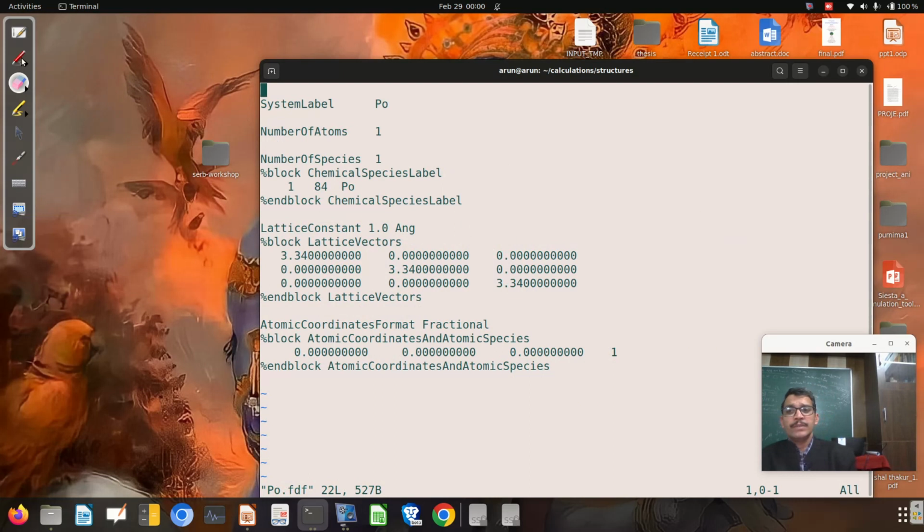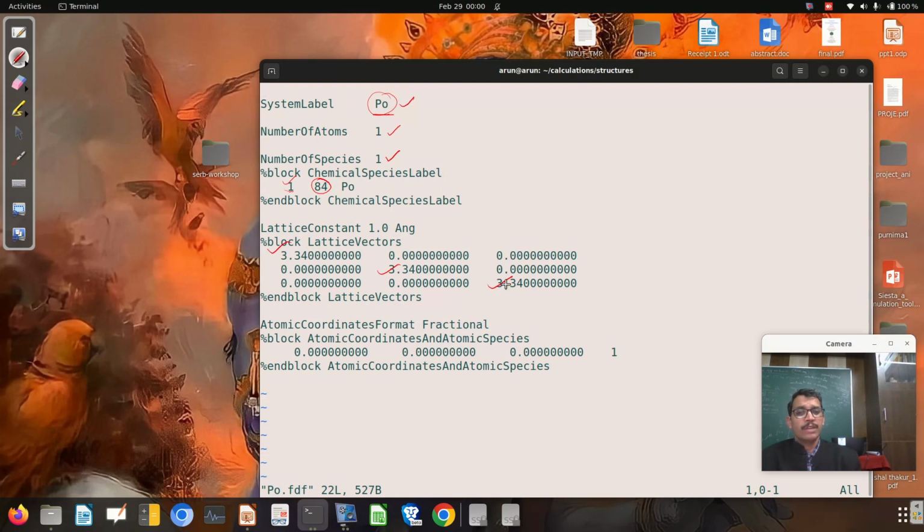Here, this is the system level, I am talking about polonium, so let me write it down as Po. The number of atoms in a unit cell, meaning a simple cubic cell, will be 1, and here I am using only one type of species, that's why it is 1. The first species is polonium, this is the atomic number of polonium, and this is the lattice vector of this.